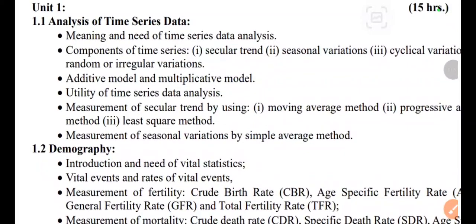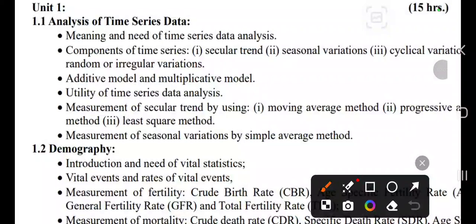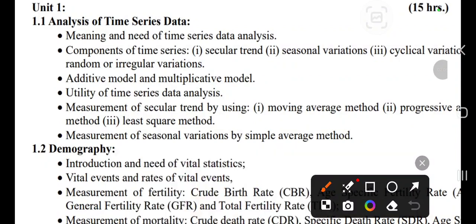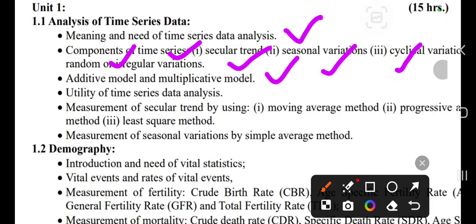What do we have to learn in the analysis of time series data? We need to learn what is meant by time series data and what is the need of time series data. What are the components: secular trend, seasonal variation, cyclic variation, and irregular variations. There are two models, one is an additive model, the second one is a multiplicative model. And the utility of time series data: what is the use of time series data?